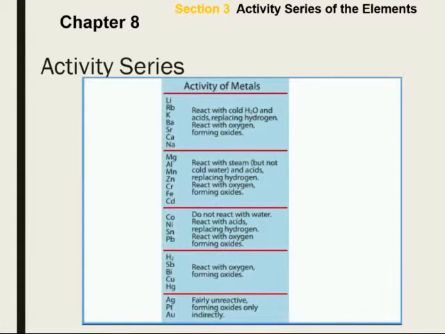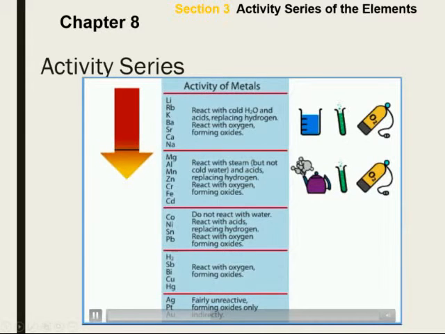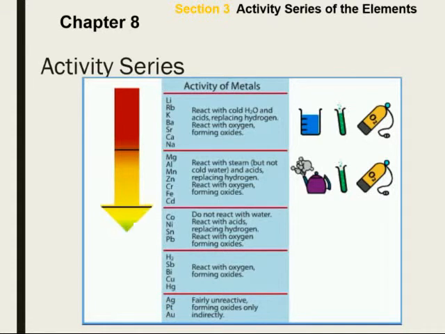An activity series is a categorization of elements based on their reactivity. For example, alkali and heavier alkaline earth metals react readily with cold water, oxygen, and acids. Lighter alkaline earth metals, aluminum, and some transition metals will not react with cold water but will still react readily with steam, oxygen, and acids.